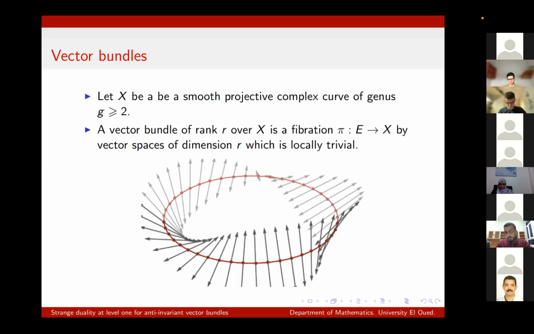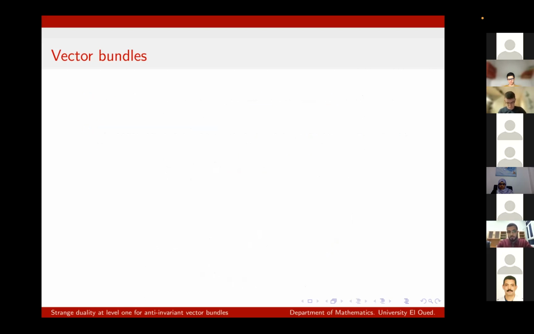So we want to classify all vector bundles that we have, but this is not possible due to the fact that, as we will see, this family of vector bundles is not bounded. So there is no algebraic variety that parameterizes all vector bundles, even if you fix the rank and degree. So let me define some basic stuff here.